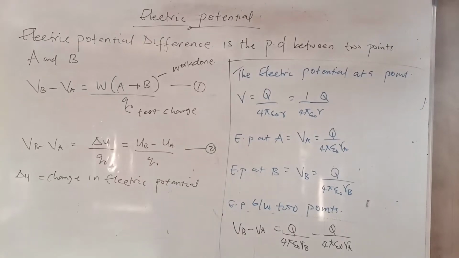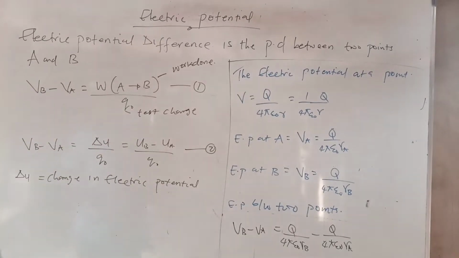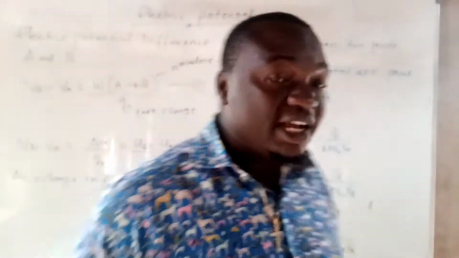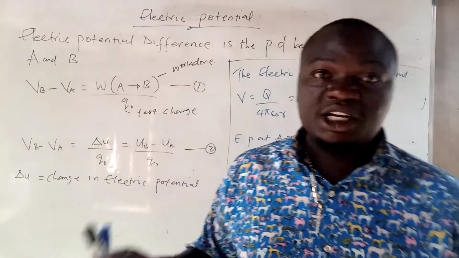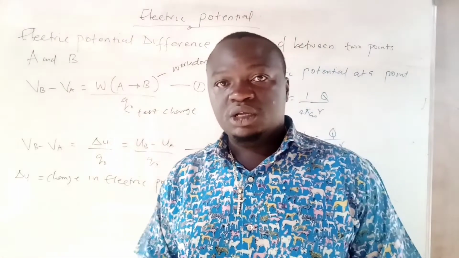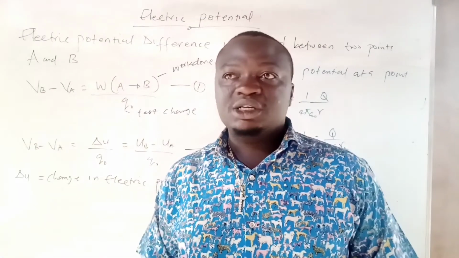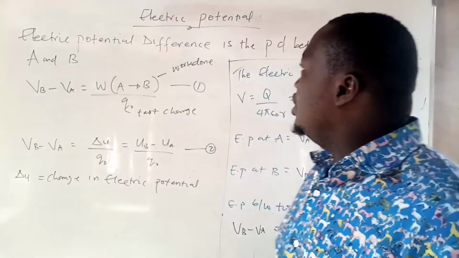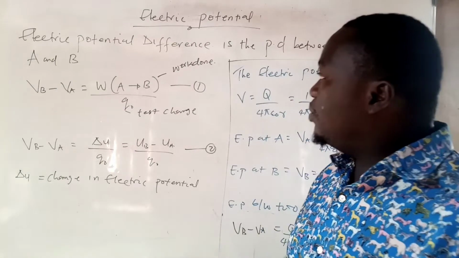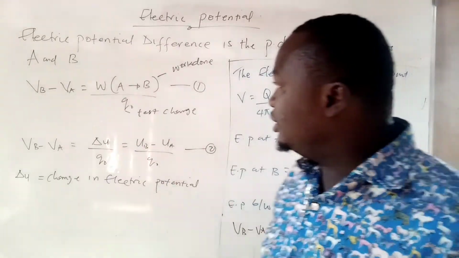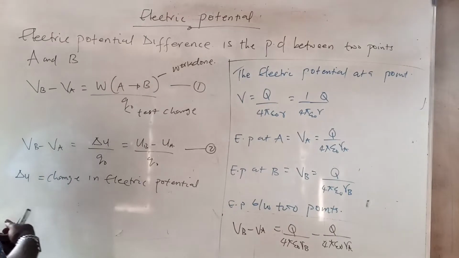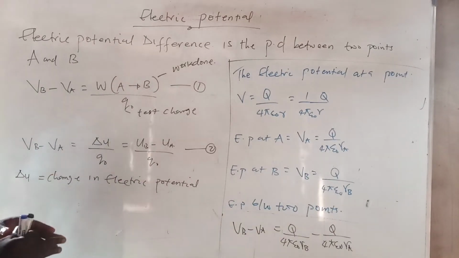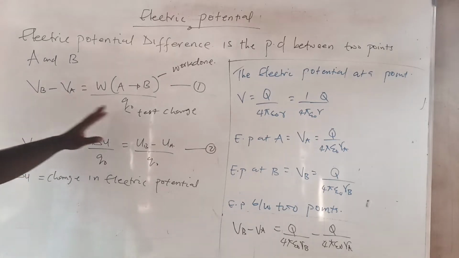Welcome, electric potential. Now, remember that electric potential is defined as the work done in carrying a unit positive charge from one point to another. Under this channel, I want to talk about different calculations involving this electric potential. From the board, I just introduced it. I said the electric potential is the work done in moving a positive charge or a unit charge from one point to another.